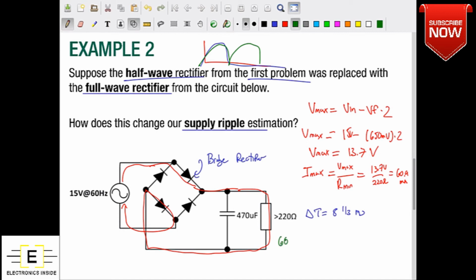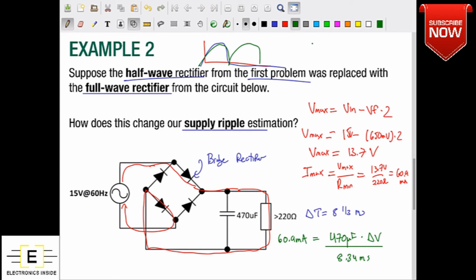And then we can plug into the same kind of approximation we made last time, and now we get that the discharge current of 60.9 milliamps is equal to the capacitance of 470 microfarads times our supply ripple divided by the duration of that capacitor discharge, which we now said is 8.34 approximately milliseconds.